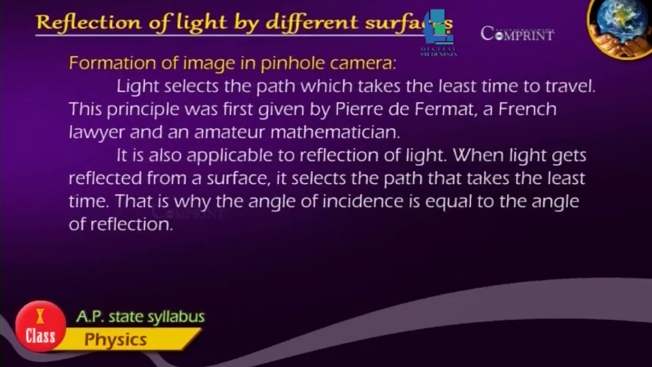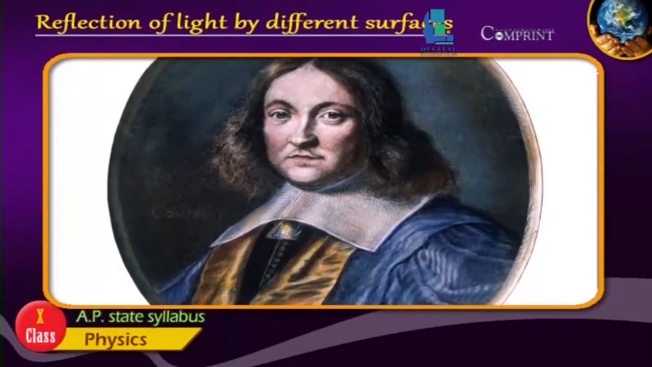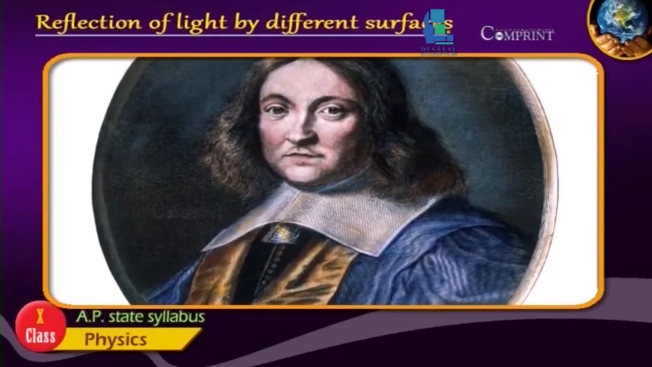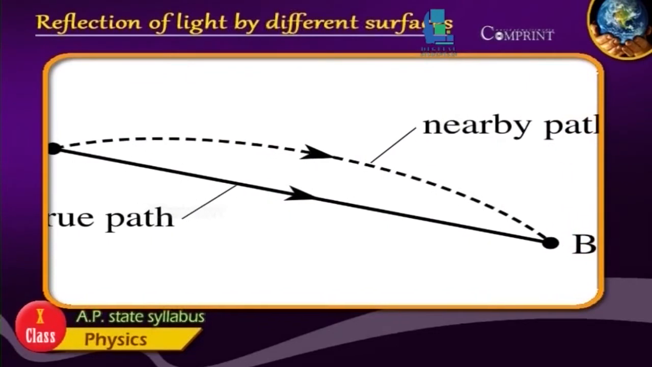Light selects the path which takes the least time to travel. This principle was first given by Pierre de Fermat, a French lawyer and an amateur mathematician. It is also applicable to reflection of light.